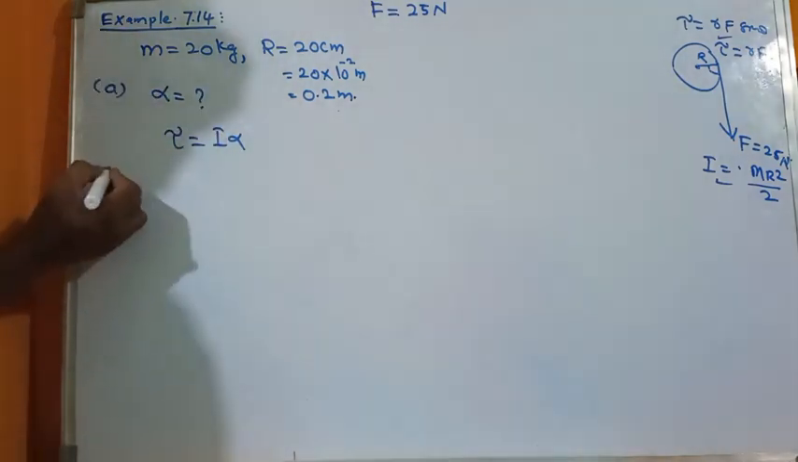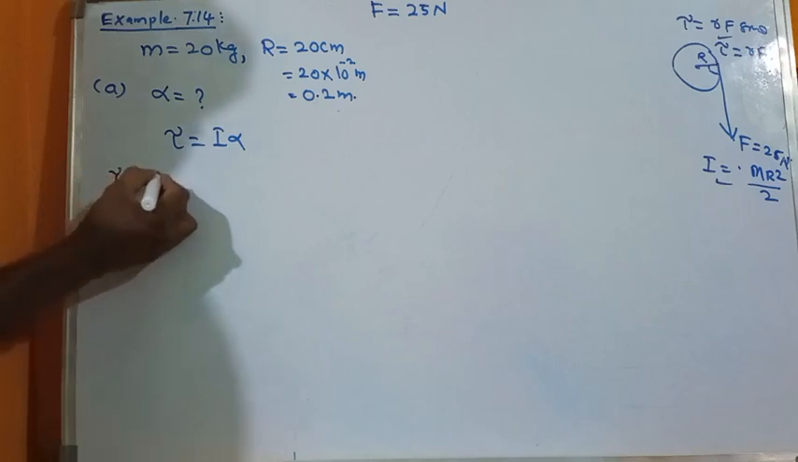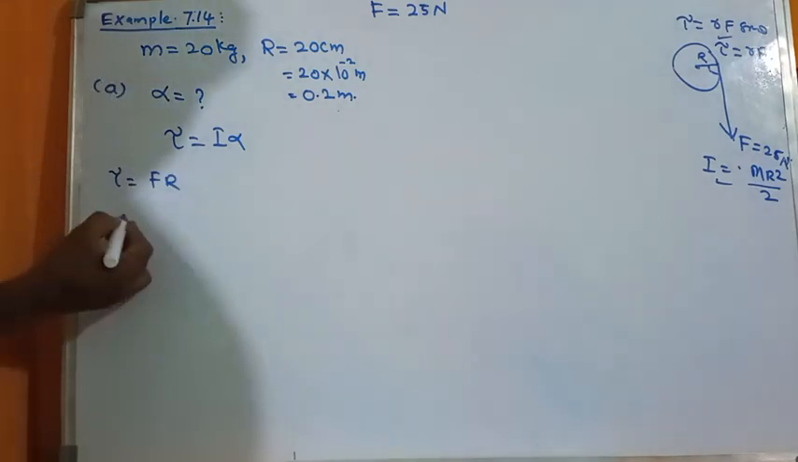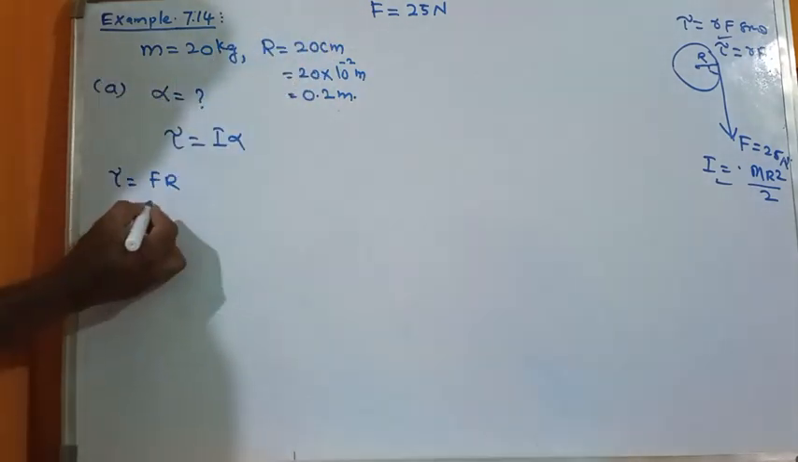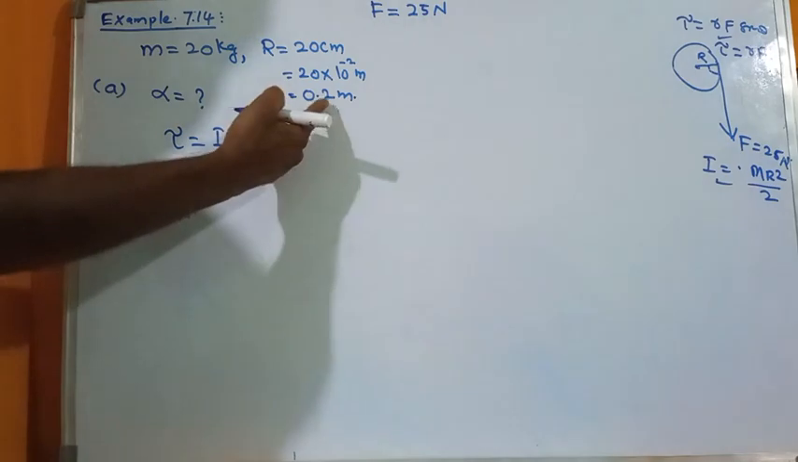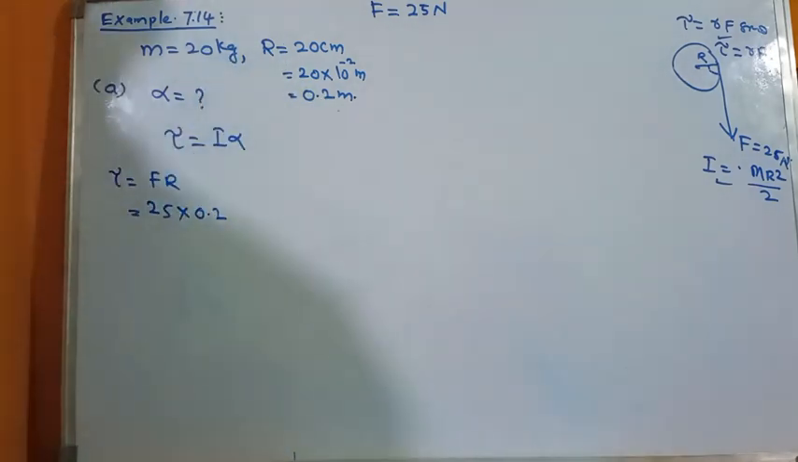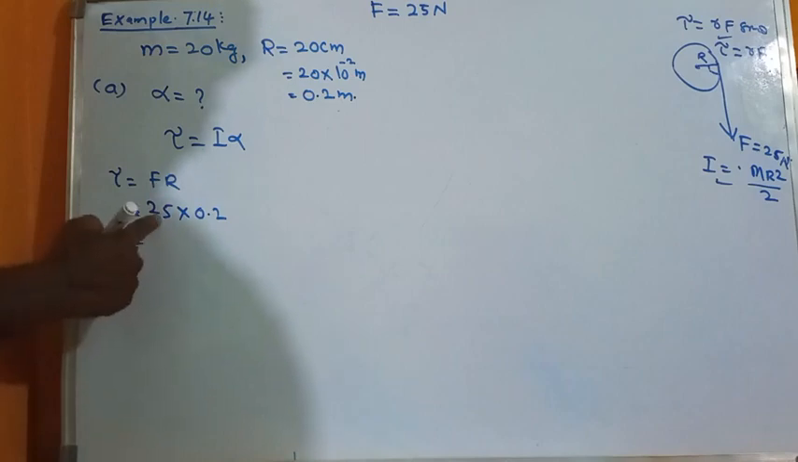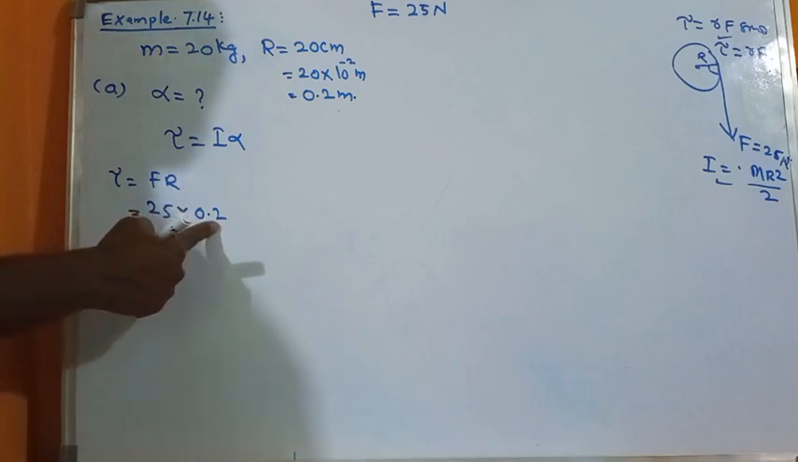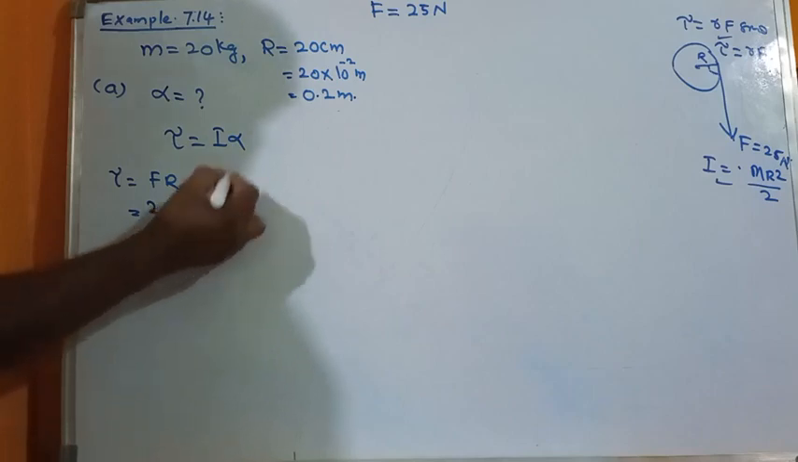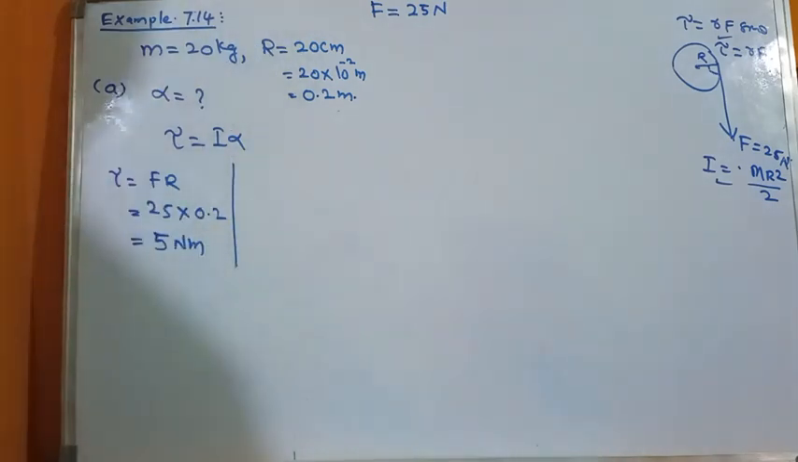So first I am taking torque tau is equal to F into R, or R into F. Force is given, that is equal to 25 into, and R is equal to 0.2. If we solve this one, we get 25 into 0.2, that is equal to 5 newton meter. This is our torque tau.